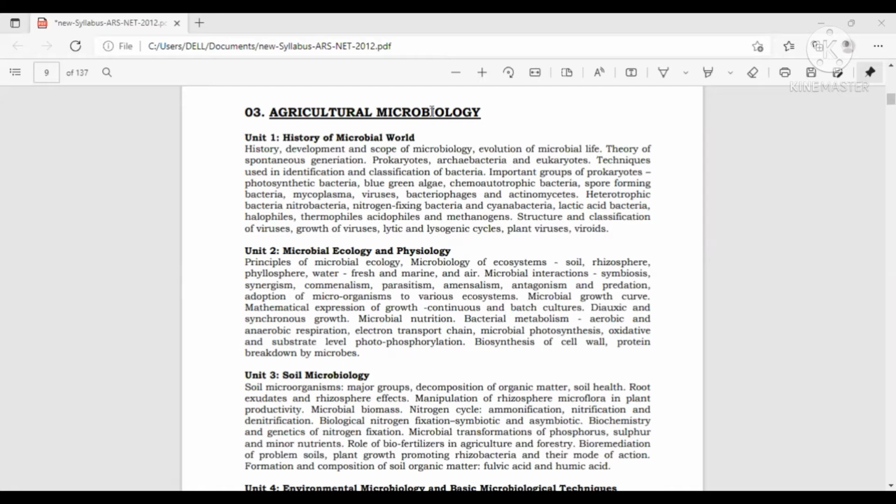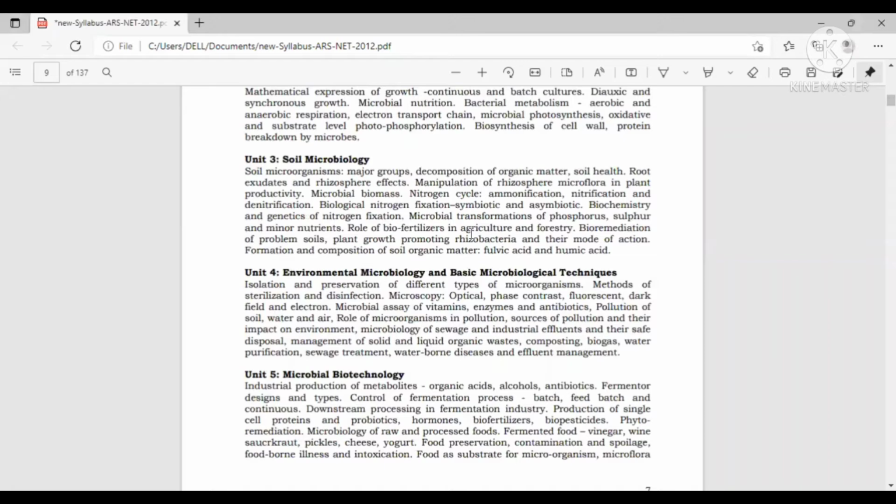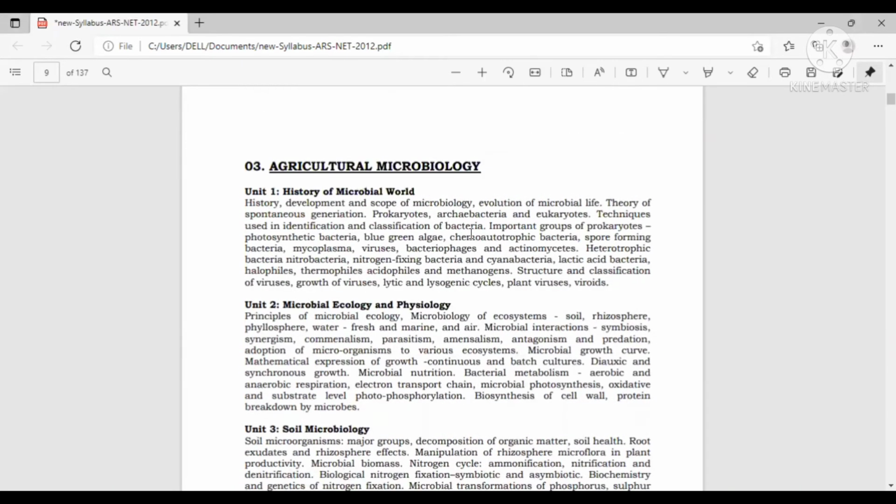The syllabus of agricultural microbiology, the entire syllabus is divided into 5 modules. So you can see here, hardly one page, and it includes 5 modules. Always start your preparation with the first module, which discusses the history of the microbial world.